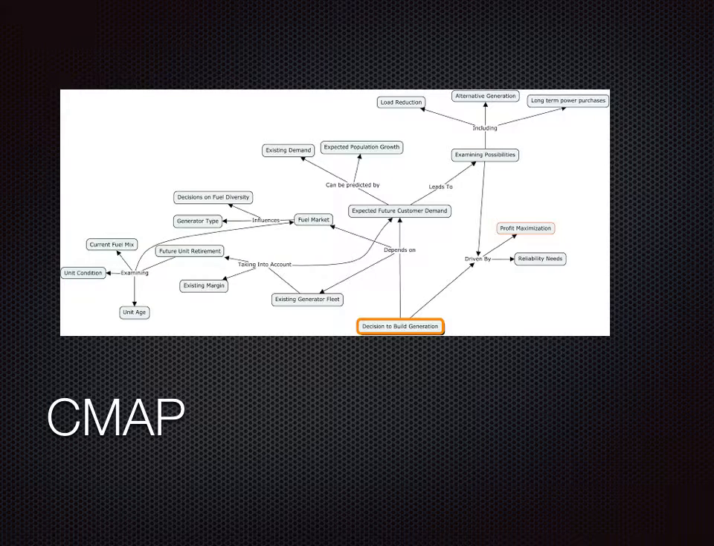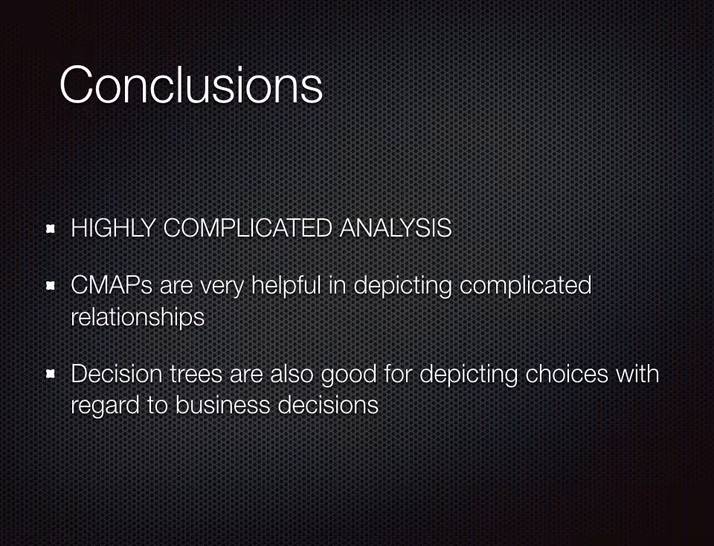So between my CMAP and my decision tree, I came to a conclusion that this is a highly complicated analysis. And the CMAP was very helpful in depicting the complicated relationships between the different variables, and the decision trees were also very good for depicting different choices with regard to business decisions.